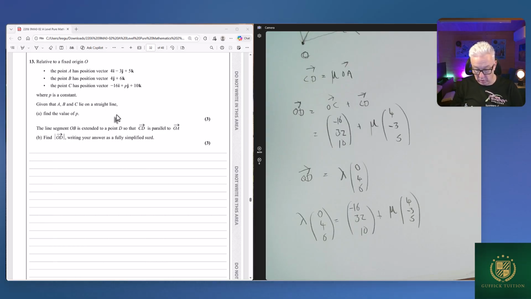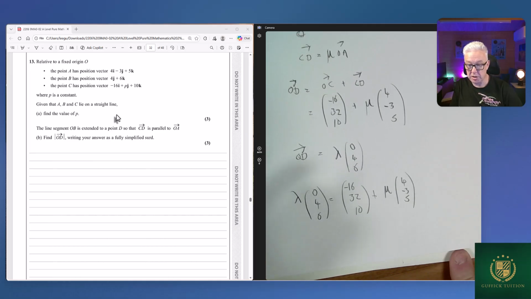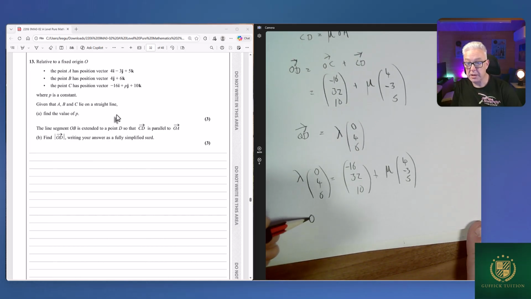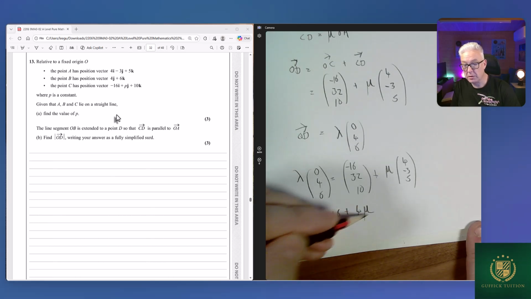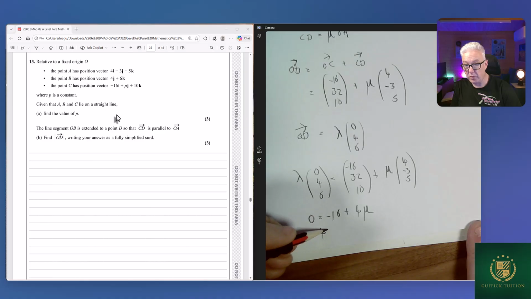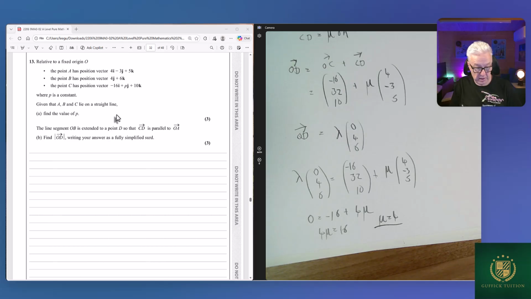We can find out what mu is from the top line here, because the top line of this equation is going to say that 0 is equal to minus 16 plus 4 mu. So 4 mu is equal to 16, therefore mu is equal to 4. So we found out that mu is equal to 4 from that top line.